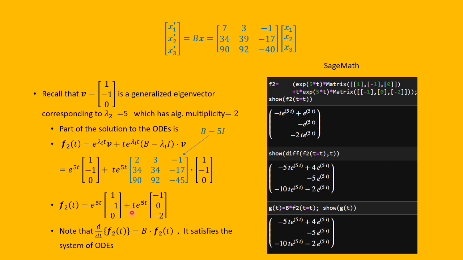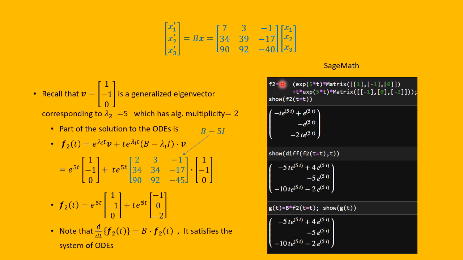And so, putting it all together, f sub 2 of t, another solution to our system of differential equations up here, is e to the 5t times this vector plus t e to the 5t times this other vector. So now, let's check to see if this is really a solution to the differential equation. Does the derivative with respect to t of f2 equal B times f2? Yes or no? Well, let's look at it up here.